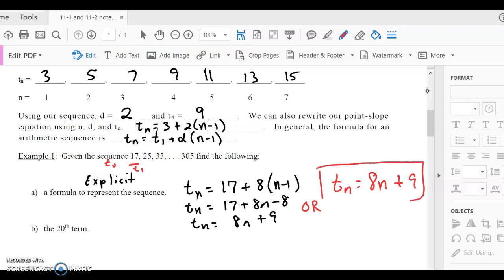So if you look at the slope in this problem is 8, so 8n, and the y-intercept would be 9. So look how fast that is. It's the same exact thing. Think of 8 as slope. Think of 9 as y-intercept.